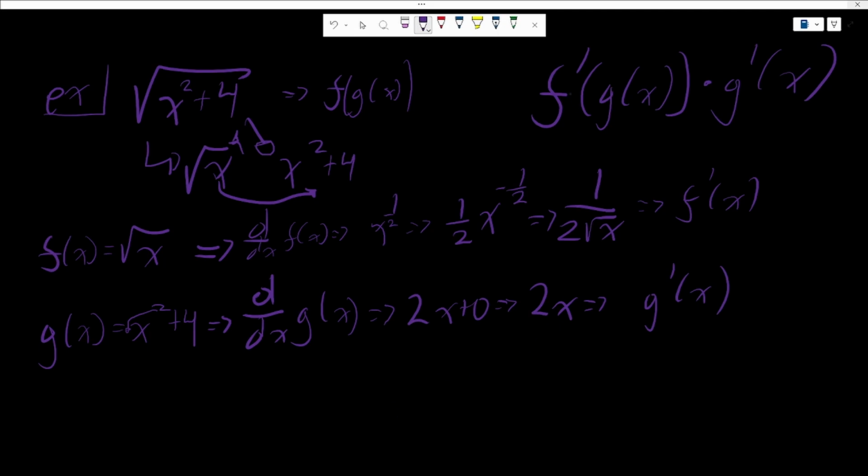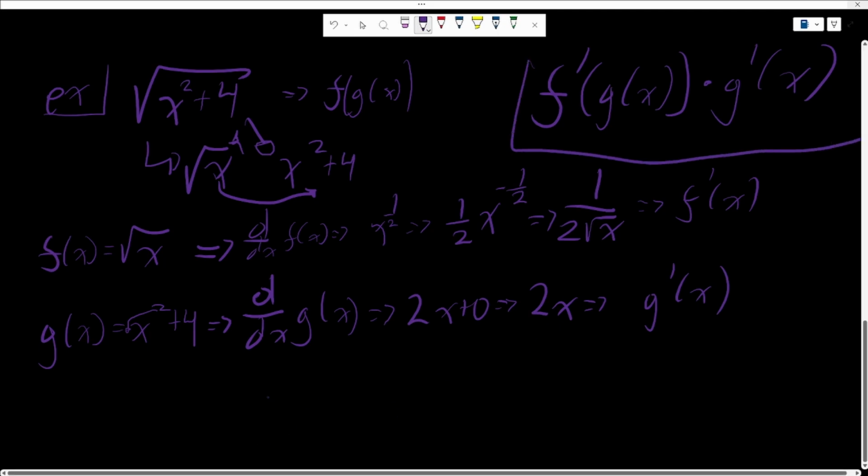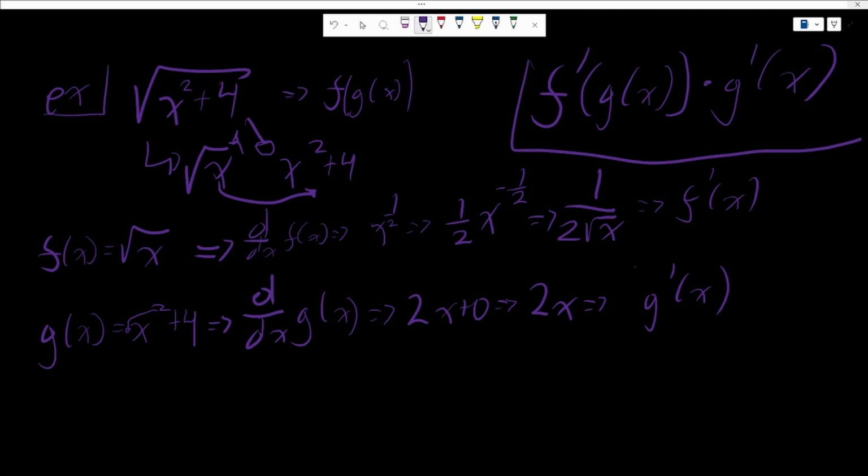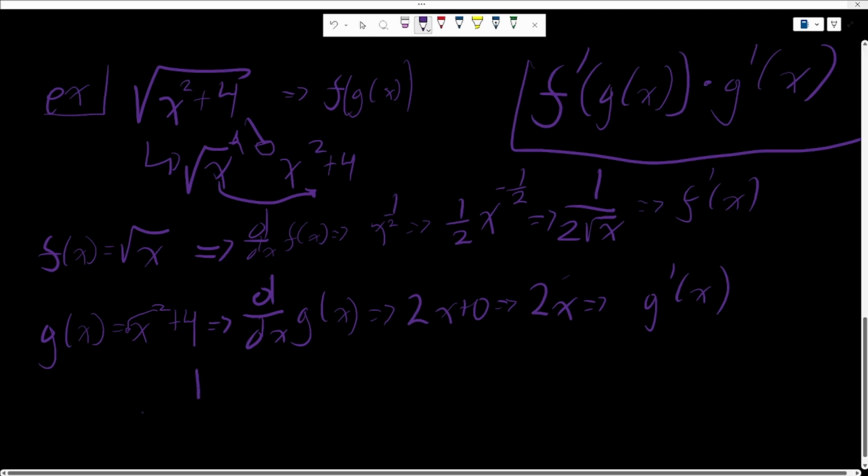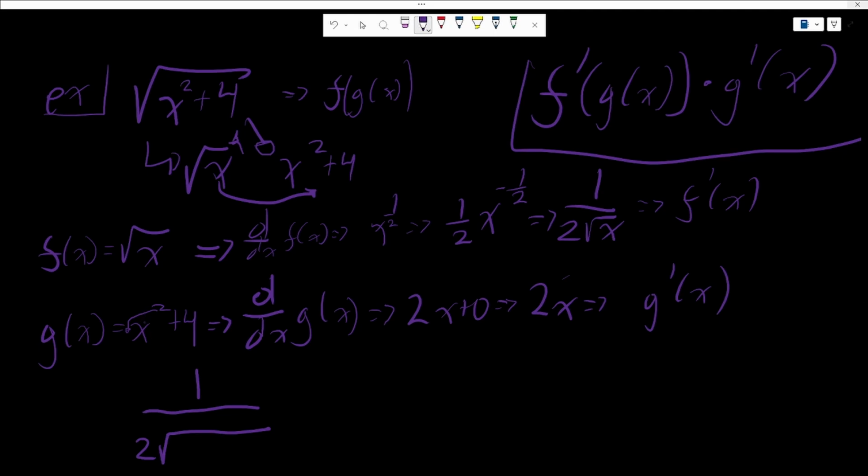So just plugging everything in with our little formula that we have here, we'll have f prime of x evaluated at g of x first. So we'll have 1 over 2 of the square root. Now we're not going to put x here, because we need to put it evaluated at g of x. And our g of x is equal to x squared plus 4. So x squared plus 4, all multiplied by the derivative of g of x, which is 2x.